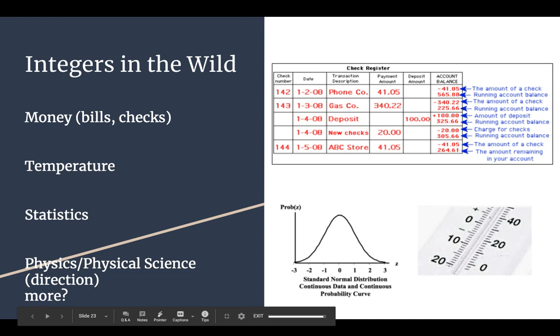And then the last thing listed there is physics or physical science. When you get into some high school physics, they use what's called vectors, and vectors have direction. Velocity has direction, negatives and positives. If you're going super fast but something's working in a negative direction against you, such as wind, it would slow you down. And so that's what they use in physics.